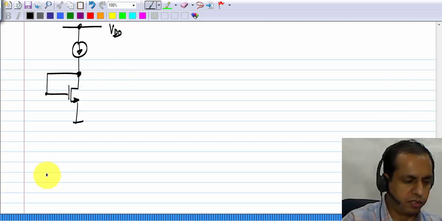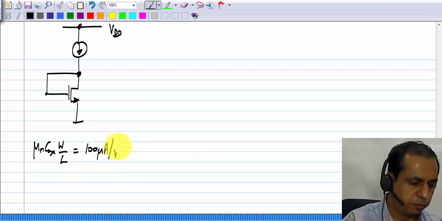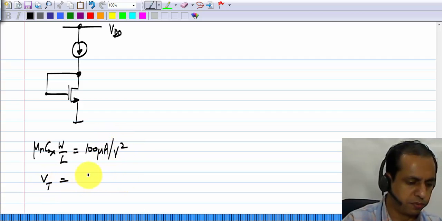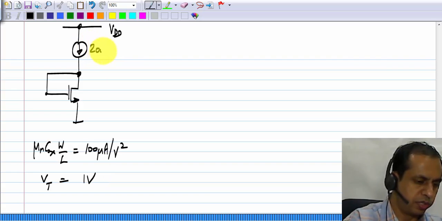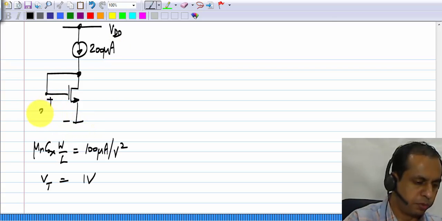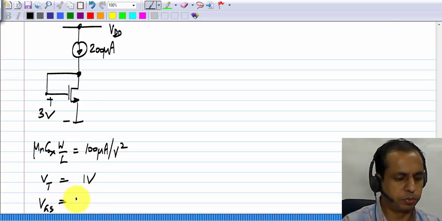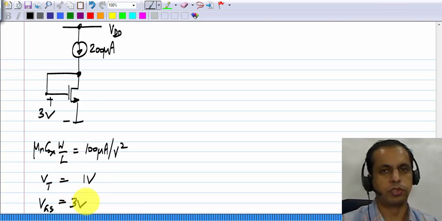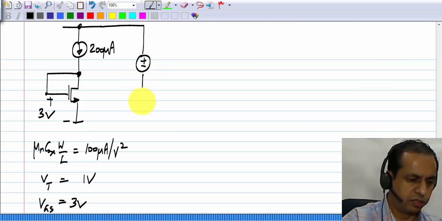Let me for illustration take some numerical values. Mu n Cox W by L to be 100 microampere per volt square and threshold voltage of 1 volt, and let me assume that this current is 200 microamperes. If you calculate, VGS will come out to be 3 volts. This current of 200 microamperes corresponds to VGS of 3 volts. Let's say the supply voltage is, for illustration, 10 volts.